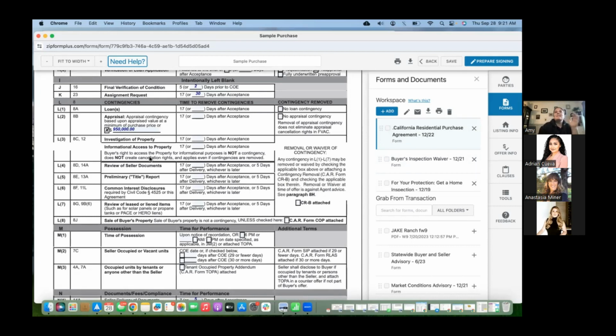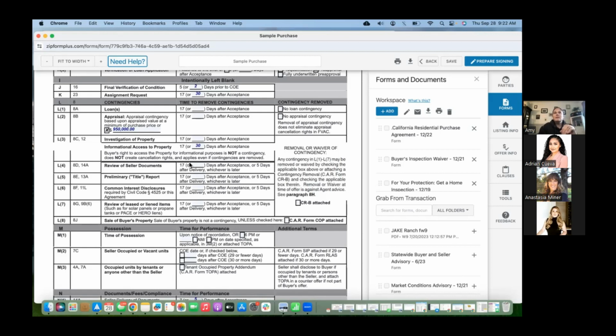That is the time the buyer has to access the property once under contract. Sellers cannot deny access. They may ask for a different day or a different time, but they can't actually deny access during this time frame. So oftentimes, I change this to match the escrow period, and there's a reason that I do that. And even if you've waived your contingency for the physical investigation of the property, buyers still have the right to access the property during this time frame. Buyer's right to access the property for informational purposes is not a contingency and does not create cancellation rights, and applies even if contingencies are removed. So this is the informational access to the property.